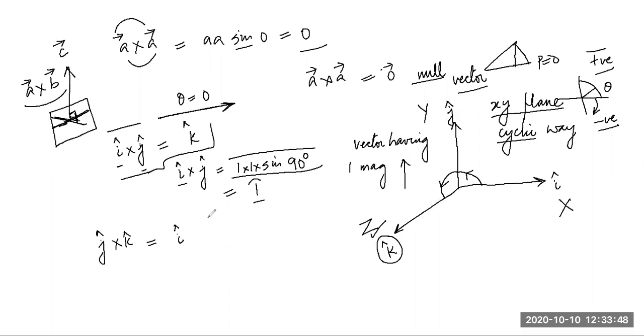Yes, students, i cap. Similarly, I can say k cap into i cap would be equal to j cap. Beautiful. That is the unit vector along the y-axis. That's really great. Now, from this, we have interesting results also. What would be i cap cross i cap?